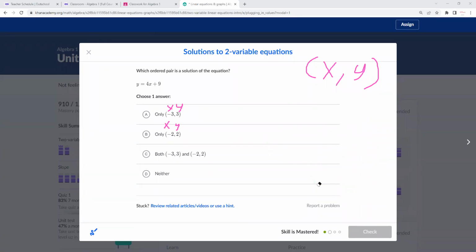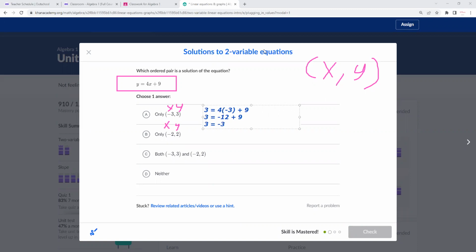So let's plug them in. For this first one, we're going to plug a -3 in for x. So y equals 4 times -3, because that's our x. Oh, and also our y is 3, so it should equal 3. Plus 9. Okay, well, this gets me -12 plus 9, which is -3. So no, it is not a solution.